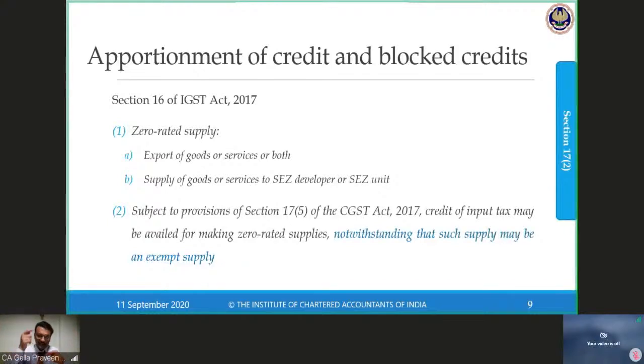This subsection 2 is very, very important, which breaks our entire understanding. Now, when you read between the lines, you appreciate the law. It says, subject to provisions of section 17(5), which you are going to deal with, credit of input tax may be availed for making zero rated supply, notwithstanding such supply may be exempt supply. Look, this is one provision I want to draw your attention to. I'll give an example.